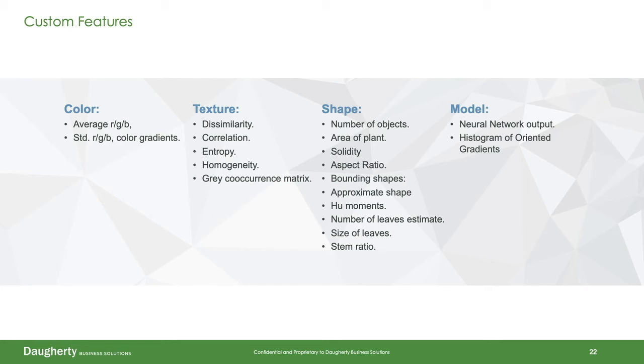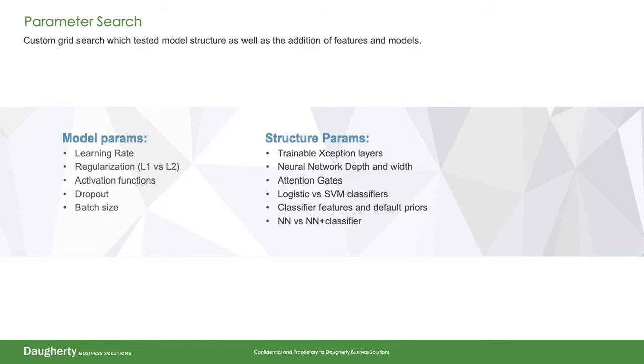Try and tell us about, is this a pointy leaf? Is this a round leaf? And then we looked at some parts of the model. Like, should we include the neural network output with the classifier, this histogram of oriented gradients, and we're going to put those all together. And we're going to create a custom grid search for this.